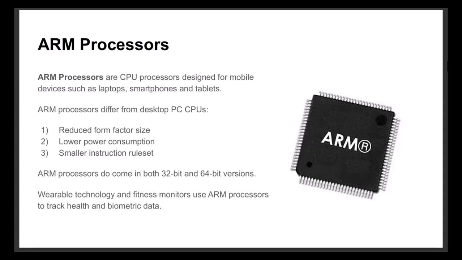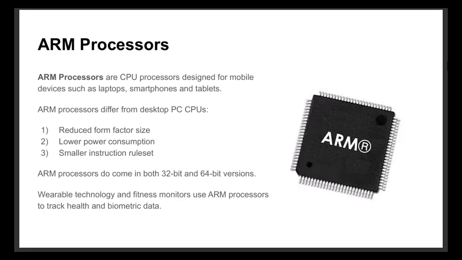You also should be familiar with CPUs that are used for smartphones and tablets. These are called ARM processors. ARM stands for Advanced RISC Machines. These are CPUs that are designed specifically for mobile devices. They will have a smaller form factor size, as well as lower power consumption. ARM processors come in both 32-bit and 64-bit versions, and you will typically find these in your smartphones as well as fitness monitors and wearable technologies such as health and biometric monitors.